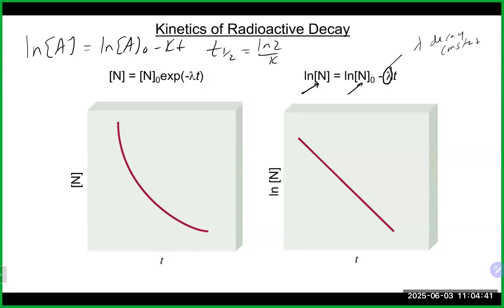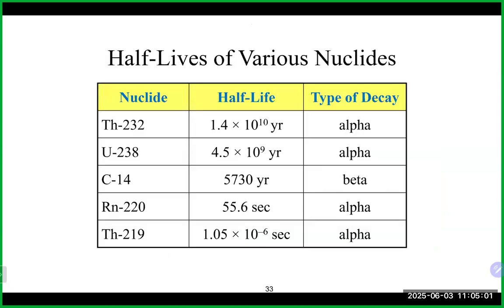Obviously, we could use this equation to figure out things like how much of a radioactive nucleus is going to still be there. We could also think about how much time it would take for something to decay away. We could solve for how much was originally there. So just like in normal kinetics, we can solve for any of these things in this equation. Any questions on that there?